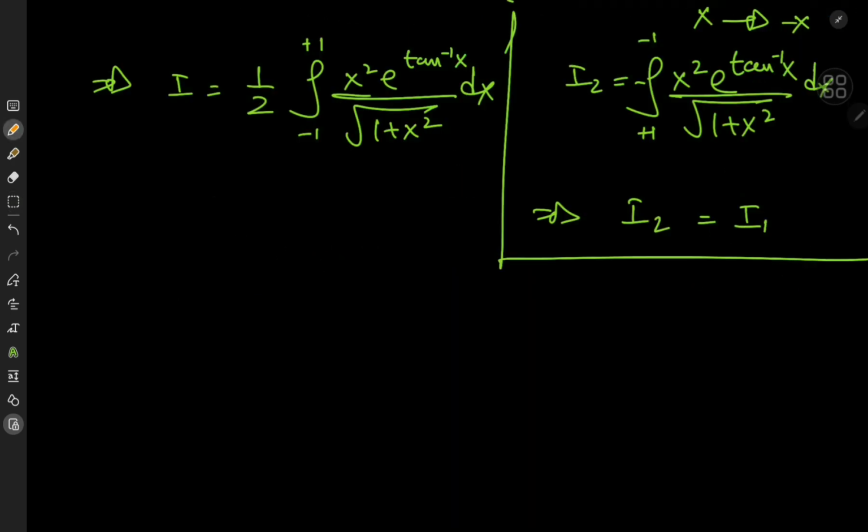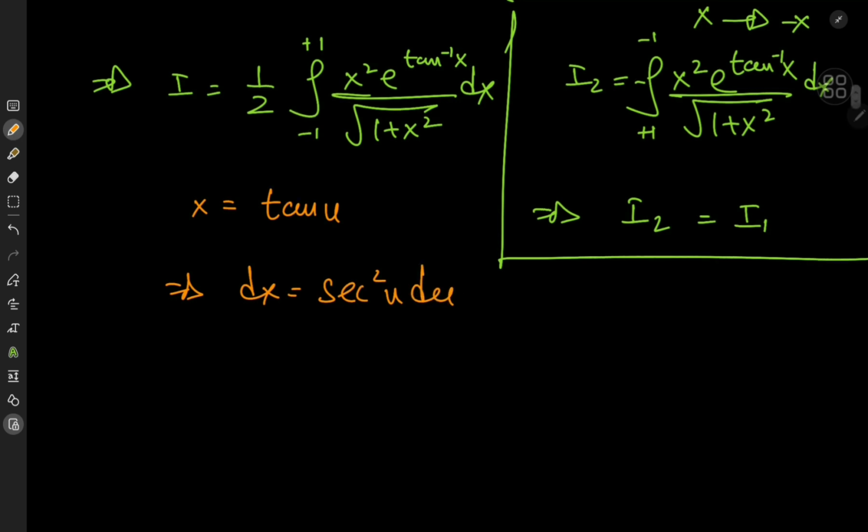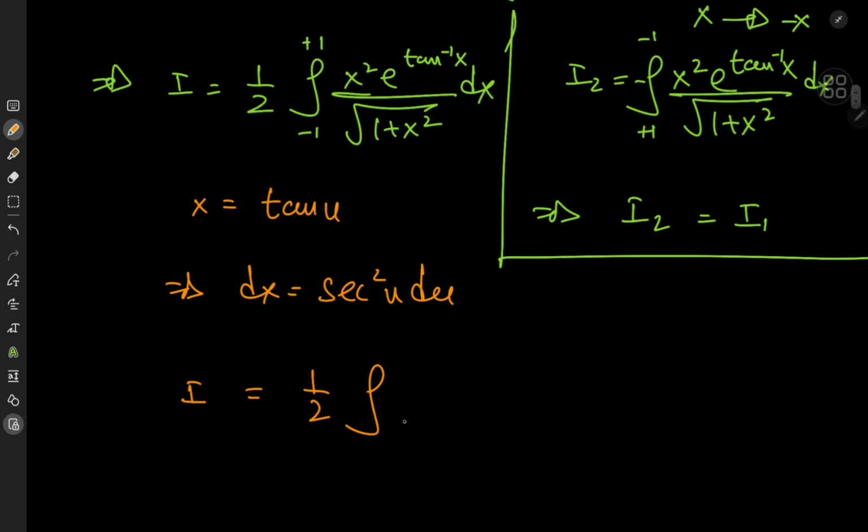Now to solve the new integral, let's make a substitution by letting x equal the tangent of u. And this implies that dx equals secant squared u du. So I in the u world is 1/2 the integral from where to where? Well, for x to approach negative 1, we need u to approach negative pi by 4, and for positive 1, we need positive pi by 4.